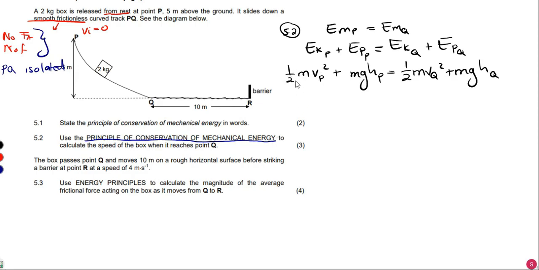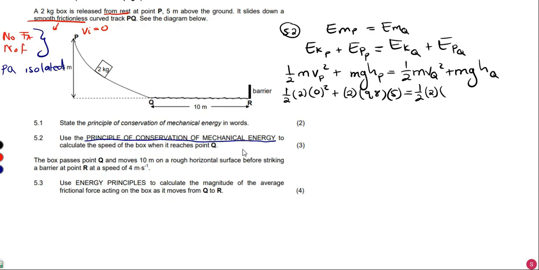Now if you look at this, the block is released from rest. So this is half times the block's mass, which is 2, times the velocity, which is 0 because it's released from rest. Now we have the mass again, which is 2, times the gravitational acceleration, which is 9.8. What's the height? The height at P is given as 5 meters. So we have 5, which equals half times 2 times the velocity at Q. It's exactly what we are looking for.